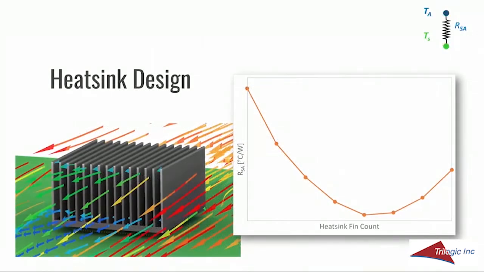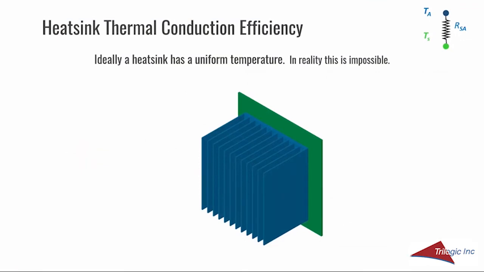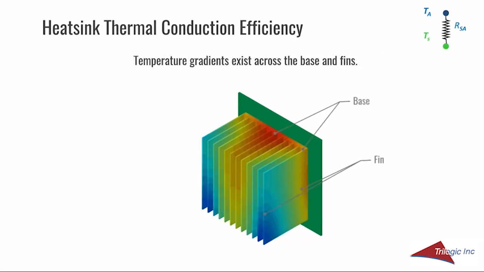The next thermal resistance in the thermal budget is the sink to ambient thermal resistance. There are two components to the heatsink efficiency: conduction through the solid, and convection and irradiation to the surroundings. We'll start by looking at the efficiency of heat conduction within the heatsink. Ideally, the heatsink is at a uniform temperature. In reality, this isn't possible. A temperature difference is needed to move heat. The temperature difference, or gradient, across the heatsink base and fins is an area of focus, though. Higher gradients will result in a less effective heatsink design.